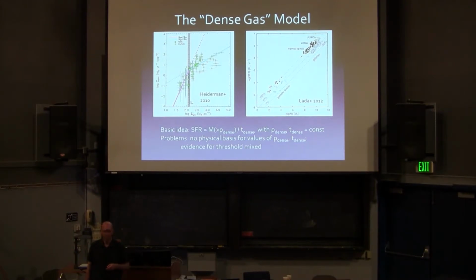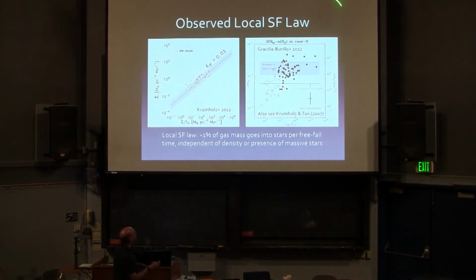Okay. Yeah. As far as I know, no one has come up with a good physical model for this. It's simply an observer's sort of correlation. Another thing you can do is you can say, well, maybe what matters is in fact something like the local volume density.